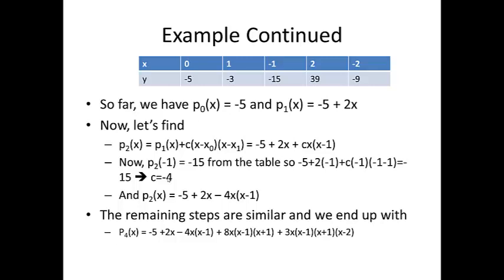An important feature to notice is that each new polynomial is obtained from its predecessor by adding a new term. Thus, the final polynomial exhibits all the previous polynomials as its constituents. So, for example, here you can see p0, p1, p2, all the way out to p4.